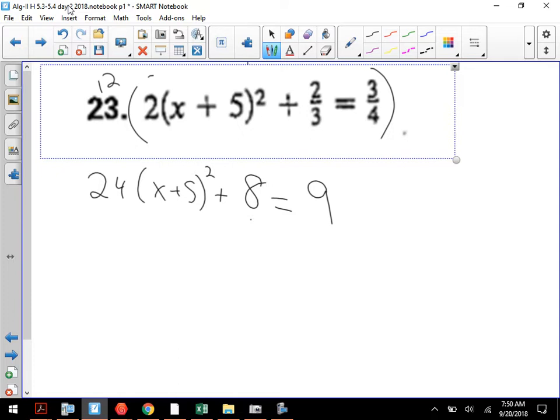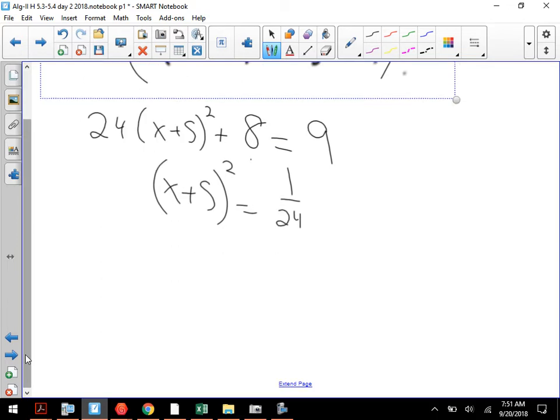Subtract 8, divide by 24. X plus 5 quantity squared equals 1 over 24. Okay. Square root of both sides. So when you square root both sides, we're going to get x plus 5 equals plus or minus. Now, one of the things that I like to do whenever I have to do a fraction square root, I'm going to put the square root symbol in both parts, because that way I remember that I have to do both parts, and not use fractions.